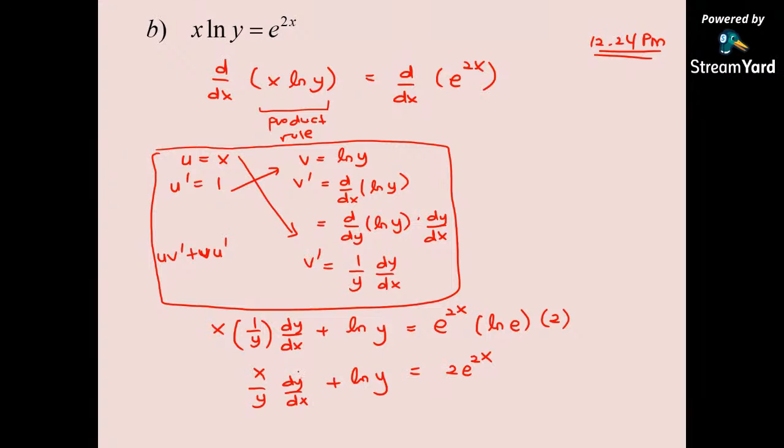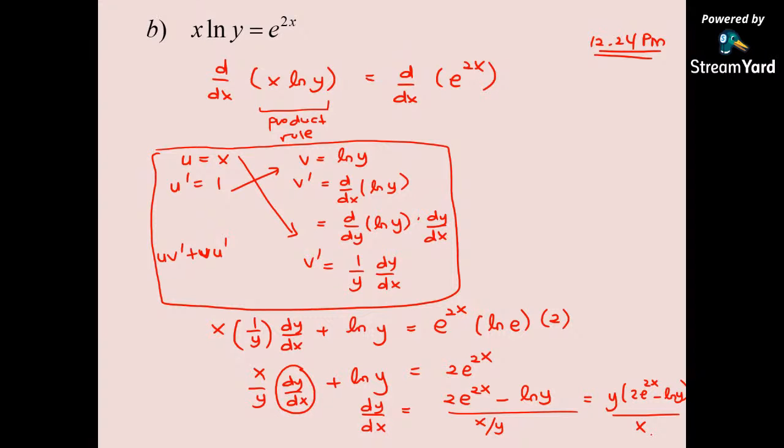And then in order to have dy over dx as the subject, I'm going to deduct ln y and then multiply them with y, divide everything by x. Or it will look like something like this. So dy over dx is equal to 2e to the 2x minus ln y and then divide everything with x over y. So since you divide with a fraction, it will be the reciprocal. So y times 2e to the 2x minus ln y, divided everything with x.